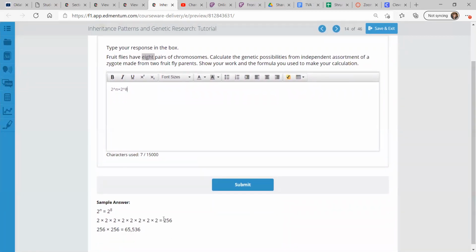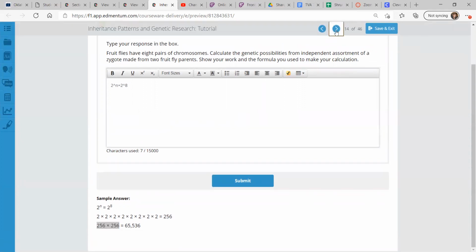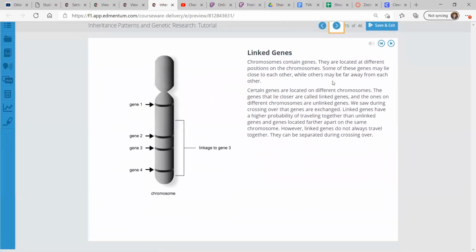And then you multiply 256 times 256 because it takes 2 fruit fly parents. So 256 is just for one parent. This is for 2. And you get 65,536 combinations.